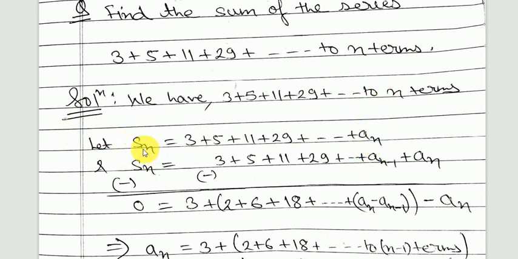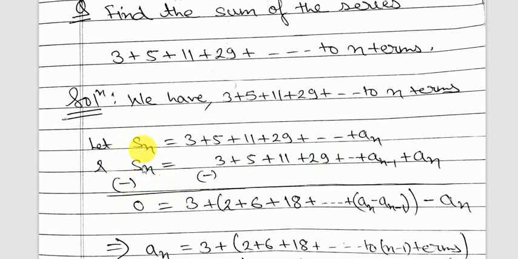So the sum of n terms will be written as Sn equal to 3 plus 5 plus 11 plus 29 plus dash plus an. And in the next line you write the same series, Sn equal to, but the first position you just leave empty. So this space is left and you start writing from the second. So 3 plus 5 plus 11 plus 29 plus dash an minus 1 plus an. Now subtract the second from the first one.